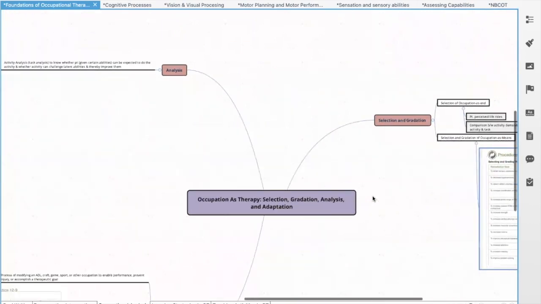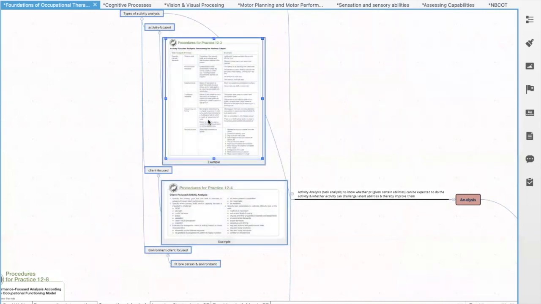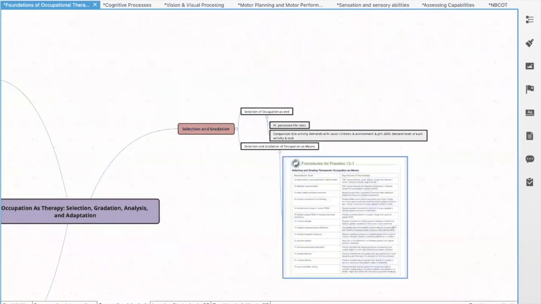The next concept map is occupational analysis, and this one also includes a few extra examples and PDFs to focus on. So we have the selection and gradation, analysis, and adaptation. And I like that this concept map has the explanations as well as examples from our textbook Radomski. So that gives you some published resources to base these things off of.